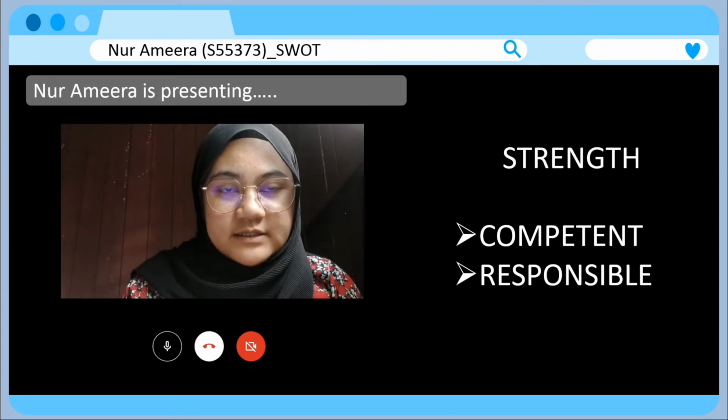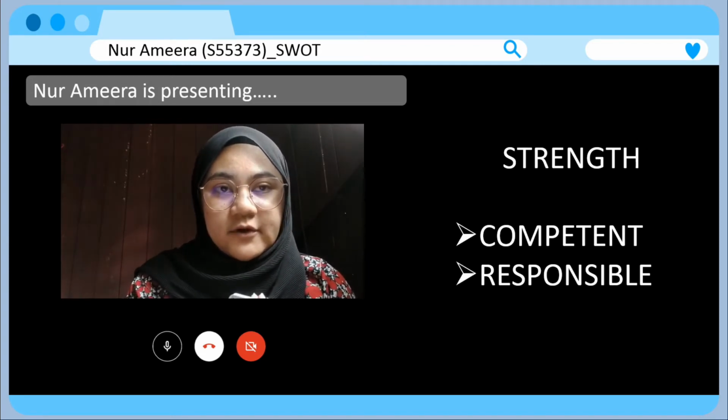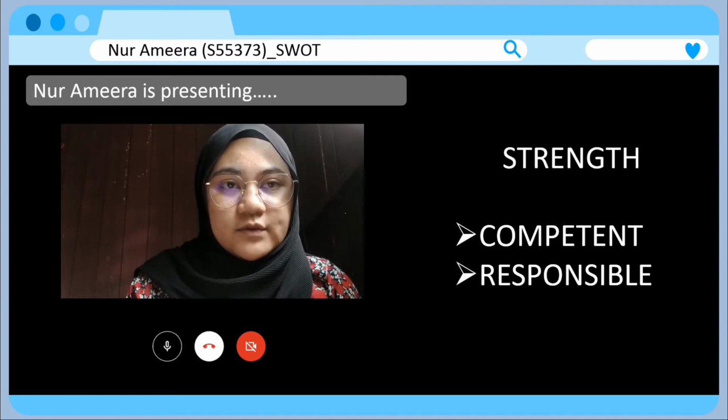The next one is responsible. In conducting investigation into the oil leak cases in Port Dickson, the Malaysia Marine Department has been highly responsible in terms of timeline and key performance indicator. In terms of job description and performance, the officers involved have a good comprehension of the work.